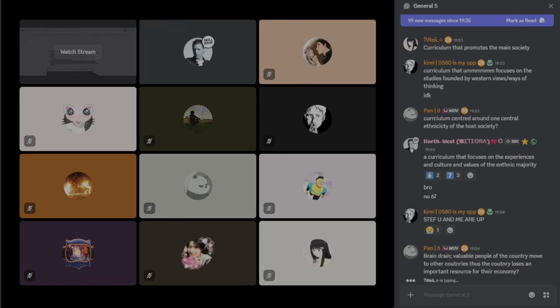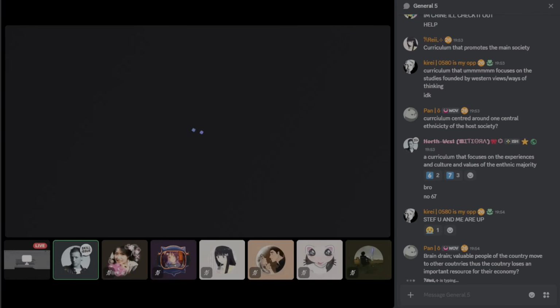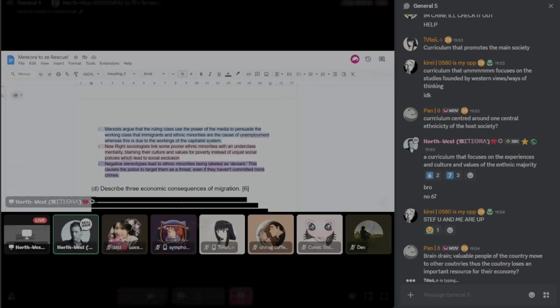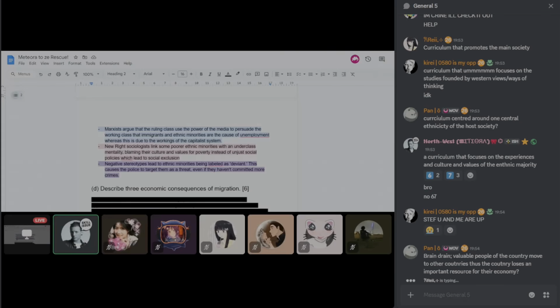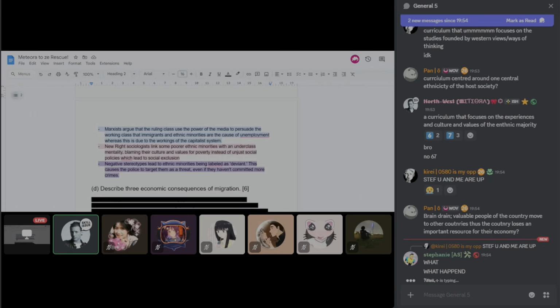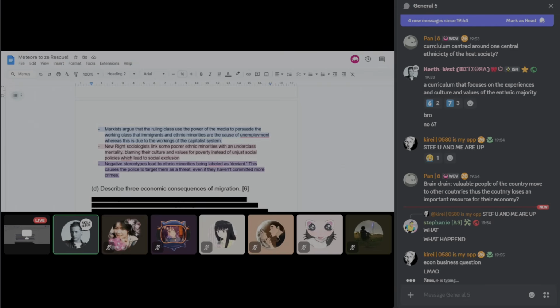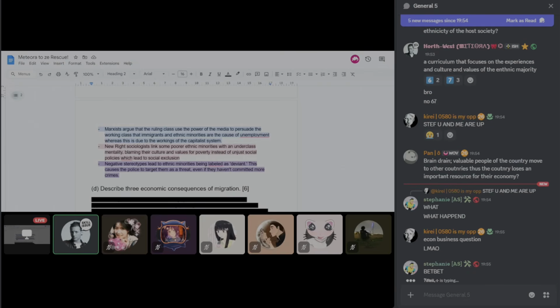Brain drain, yes. If you write that as one of your points, that's guaranteed full marks. Not for the entire answer, but for that specific point. Valuable people of the country move to other countries, thus the country loses an important resource for the economy. Full marks. Economics business question: describe three economic consequences of migration.